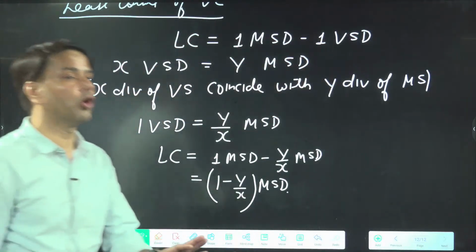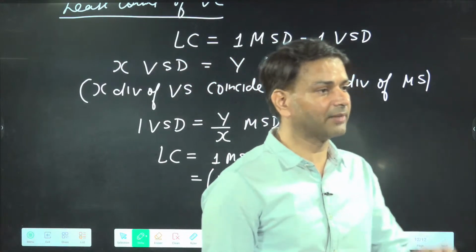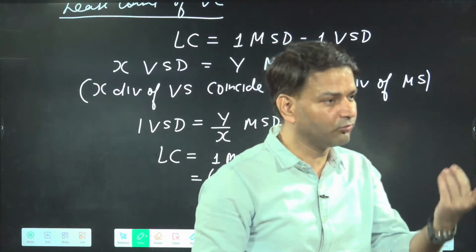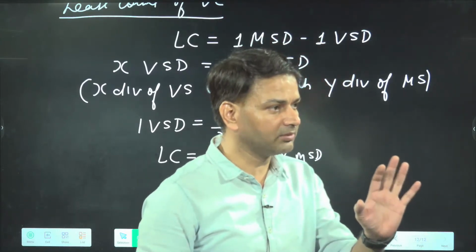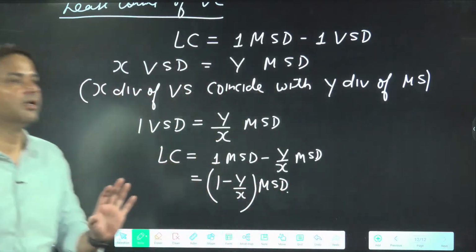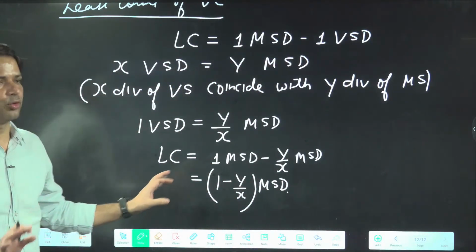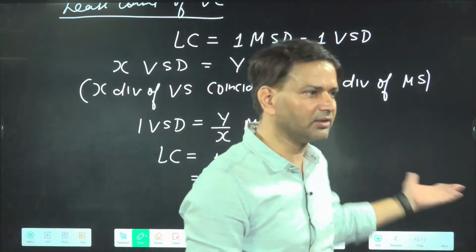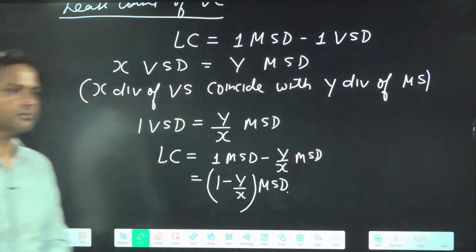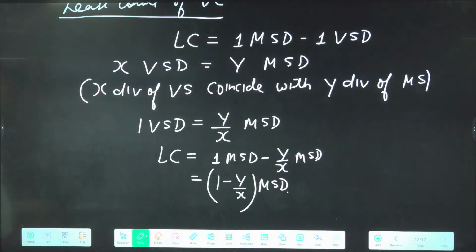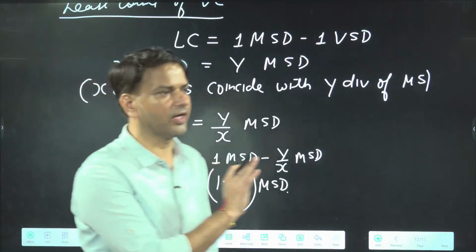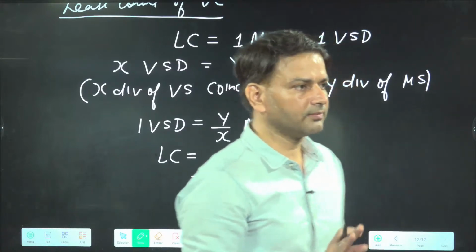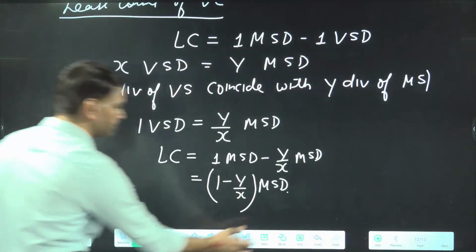Understood? But this is not a formula. We will not mug it up, because we try to mug up fewer formulas. When you mug up more formulas, in the exam you will get confused and forget the important ones. That's why we try to mug up minimum things in physics. The procedure you have to know: whatever they give, this division is equal to this division. From that you can find 1 VSD this way, then put the MSD value and you will get the least count. Got it? We will do one problem on this formula.